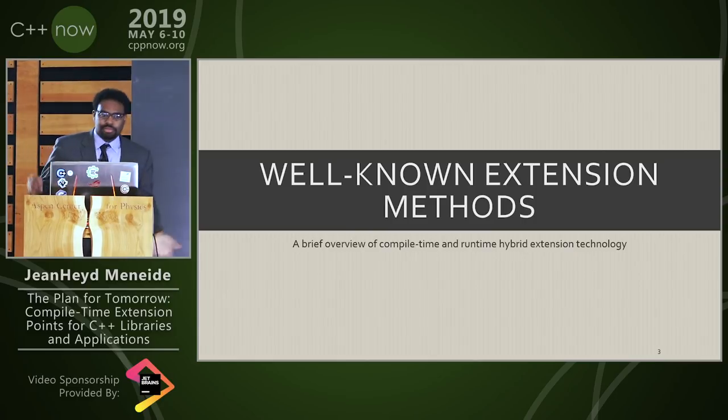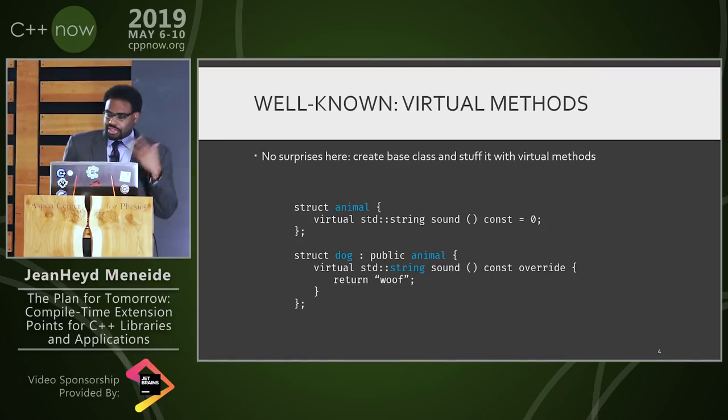So let's take a quick, brief overview of some of the well-known extension methods that everybody who learns C++ already groks. Obviously, there's virtual methods. Very straightforward. I don't think anyone here needs to be told how this works, but you have a base class, you derive from it, you override the base functions, and you can endow it with functionality specific to your type. This is the university or blog example you always see when people are trying to teach C++. They have animal, dog, or they have shape and circle and blob and stuff like that.